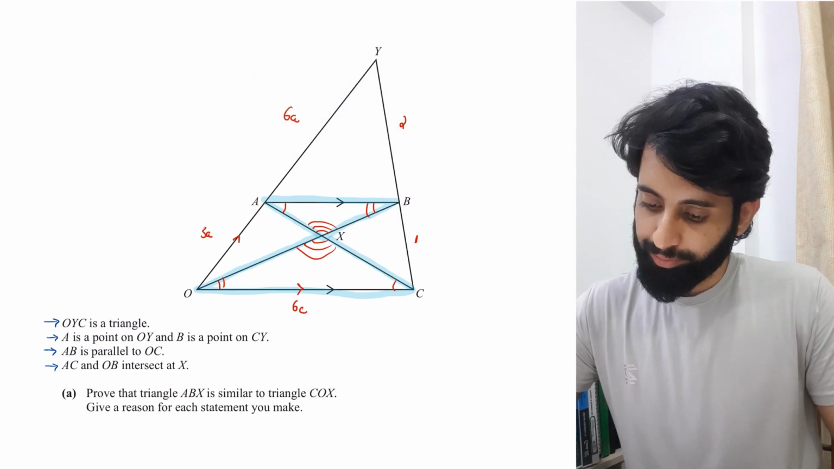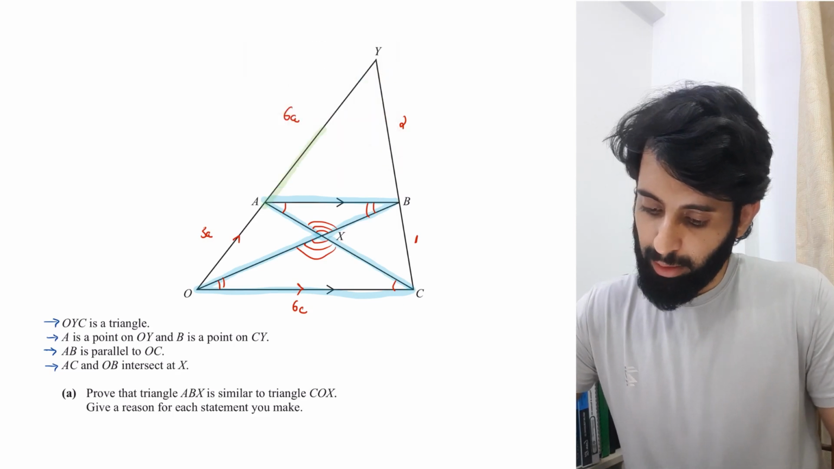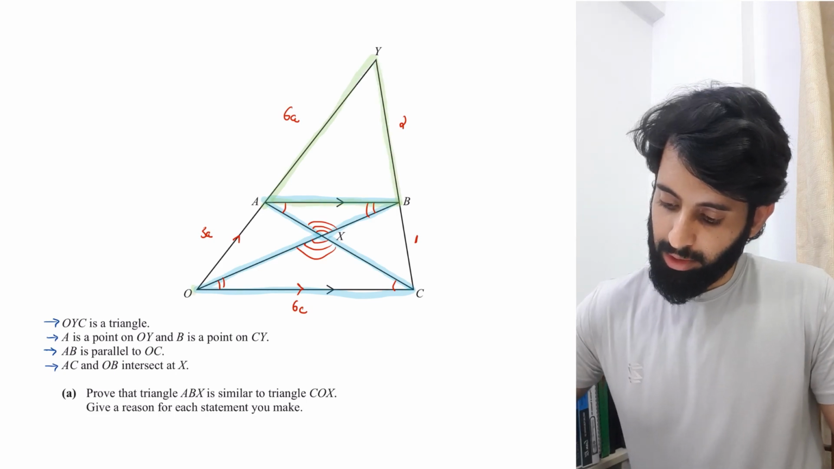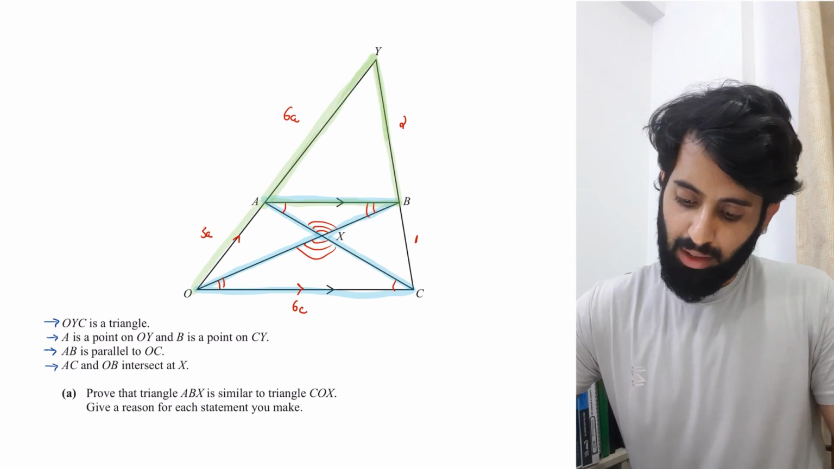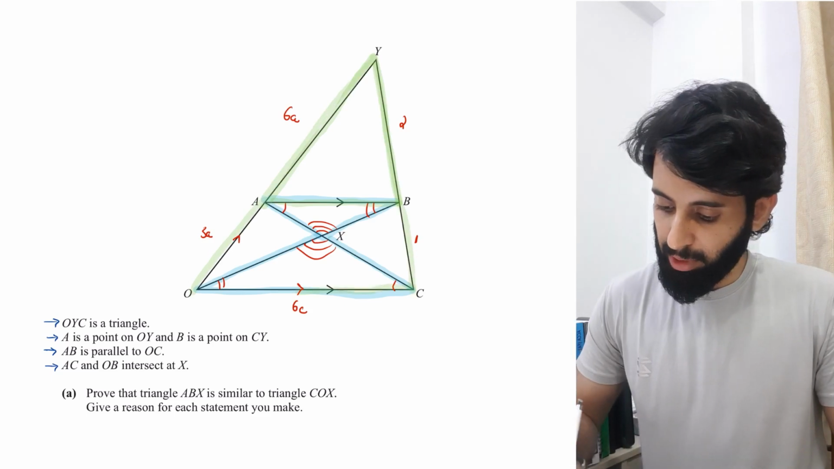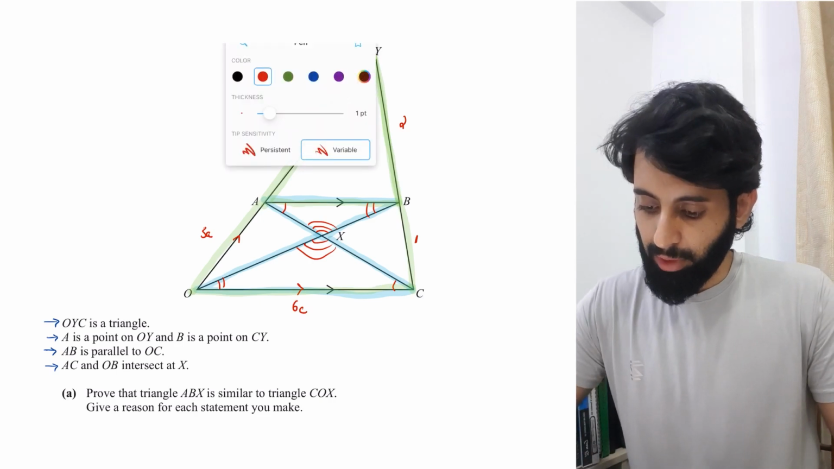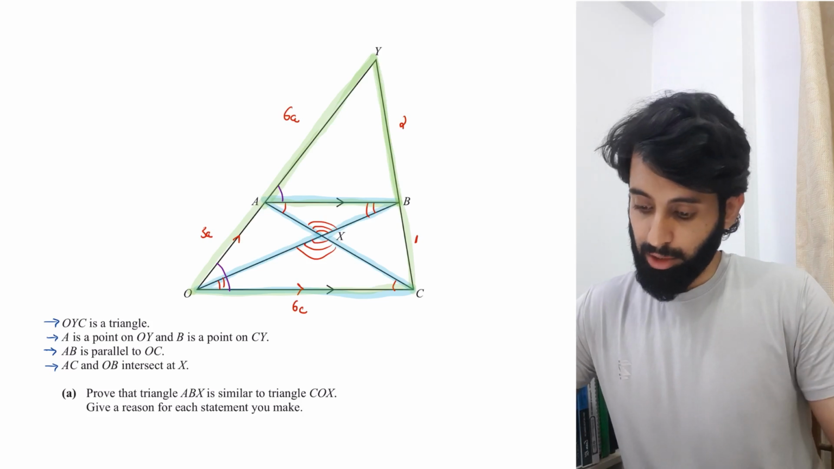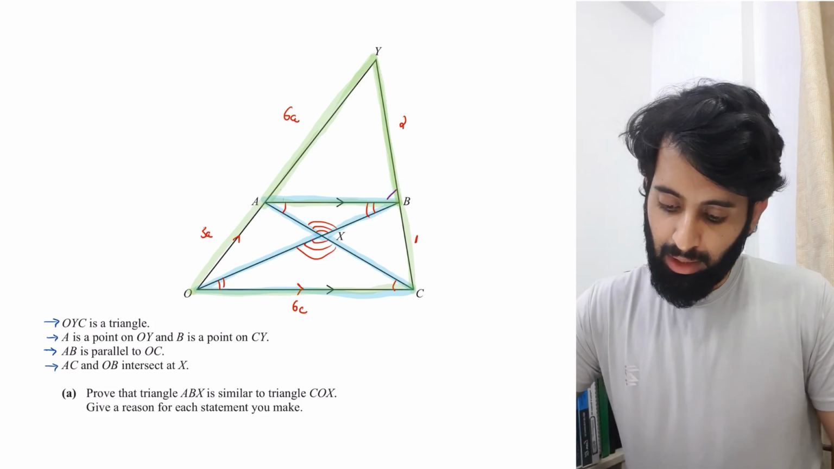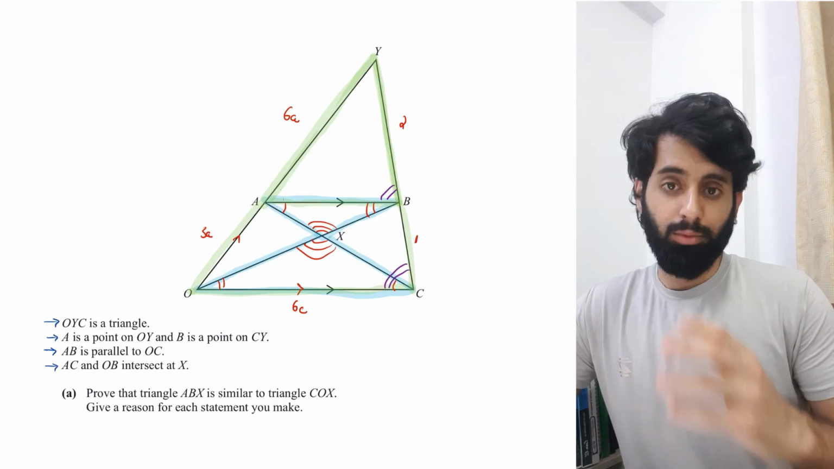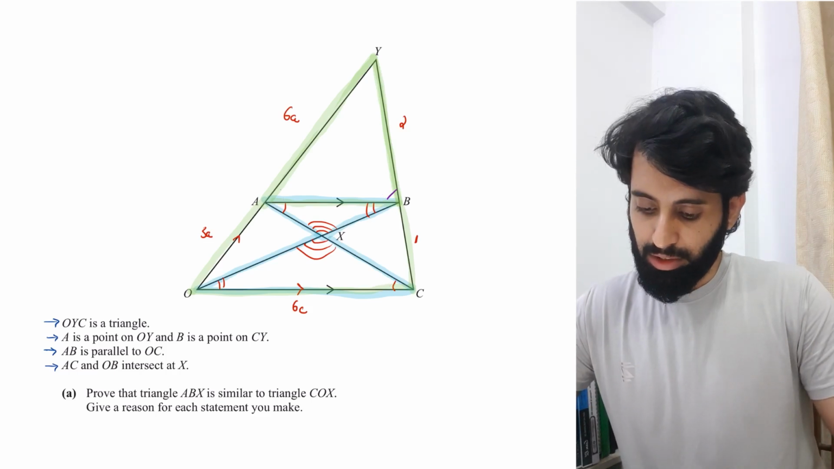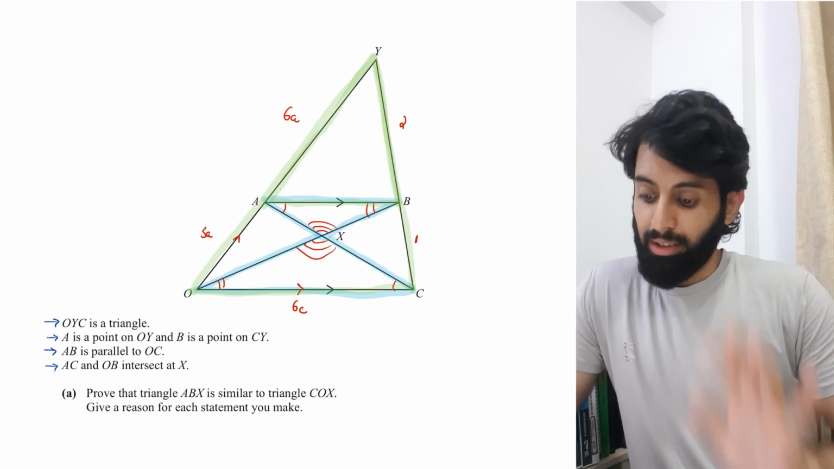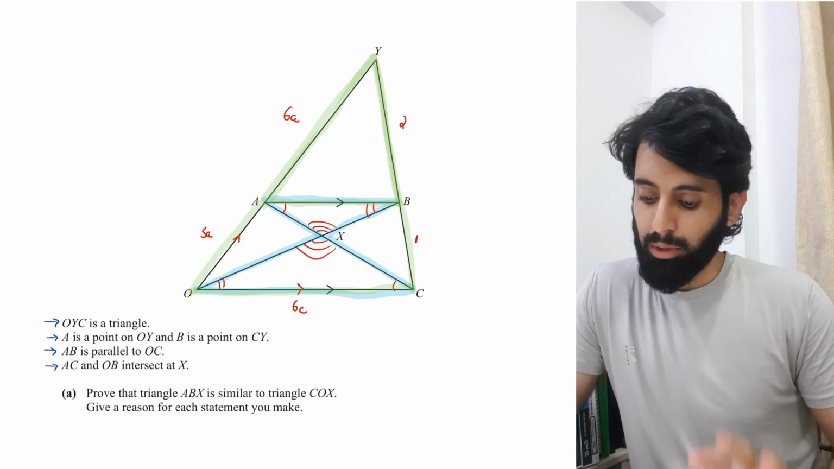Let me show you. So you have triangle AYB, which is similar to triangle OYC. And the reason is not alternating angles, it's because of corresponding angles. Let me just quickly show you why they're similar. This angle is going to be equal to this angle because of corresponding angles. Remember, AB and OC are parallel. This angle is going to be equal to this angle for the very same reason, and they share an angle, which is angle Y.